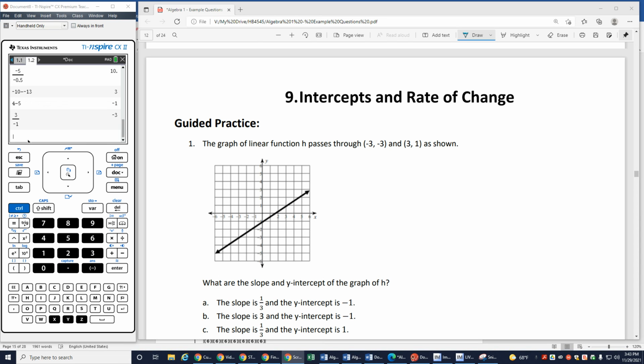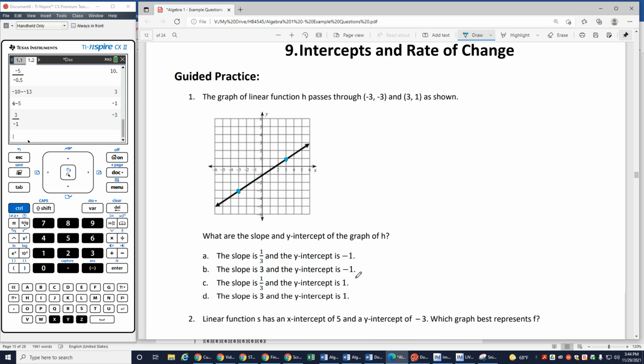Hi, in this video we're going to be looking at intercepts as well as continuing looking at rate of change or slope. Our first problem says the graph of linear function h passes through (-3, 3) and (1, ...) as shown. So I can see it goes through (-3, 3) and (3, 1). What are the slope and y-intercepts of graph h?